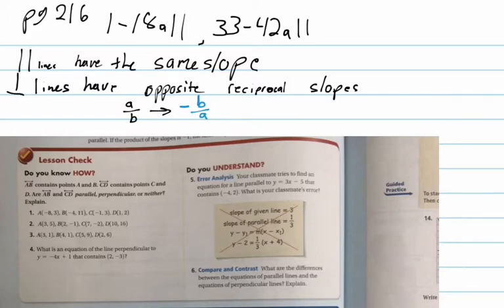So A to B. AB, that's these guys, right? Find the slope of those 2 points, and find the slope of CD, those 2 points. Okay, let's try it here.